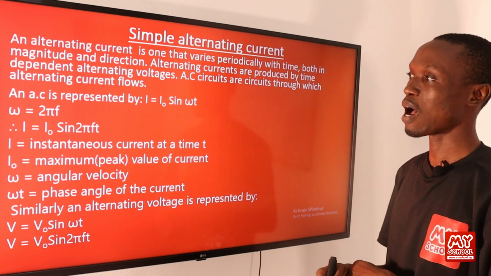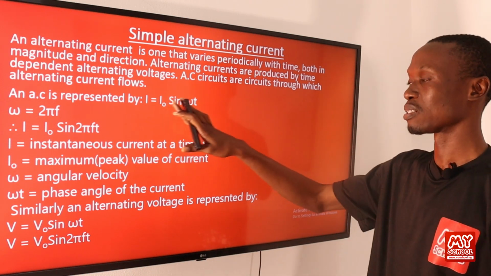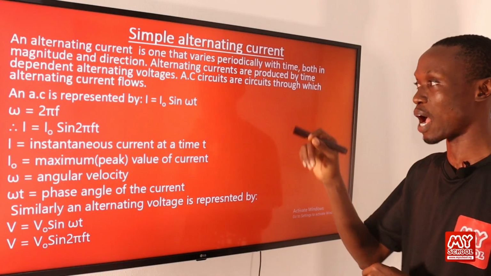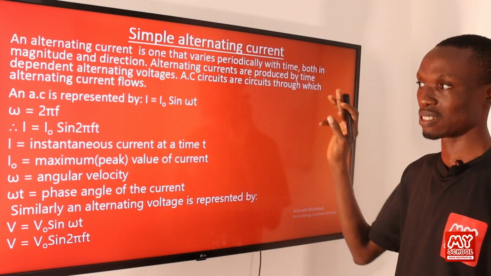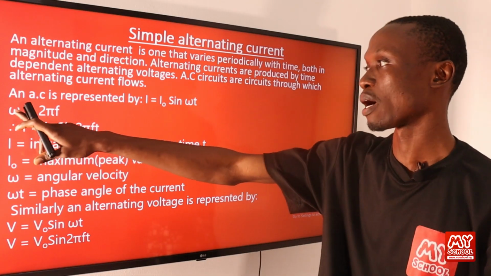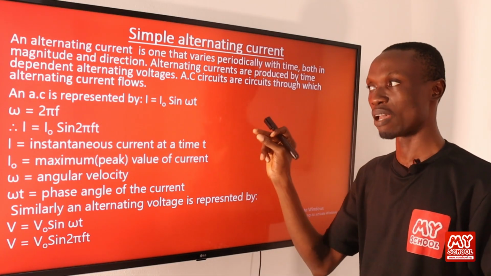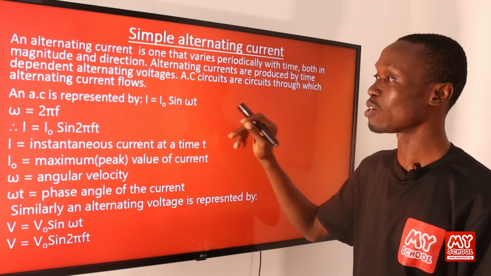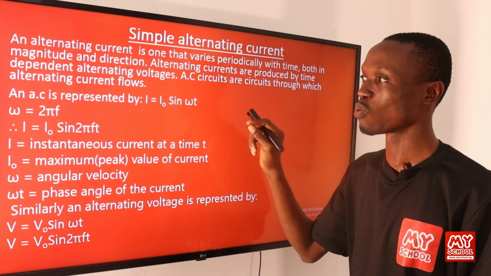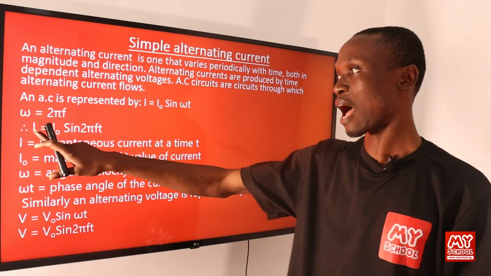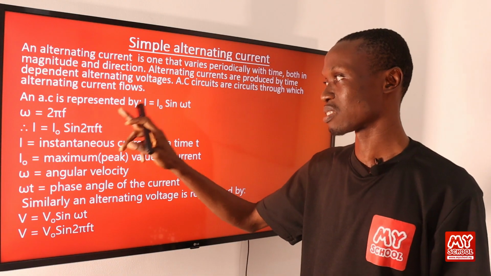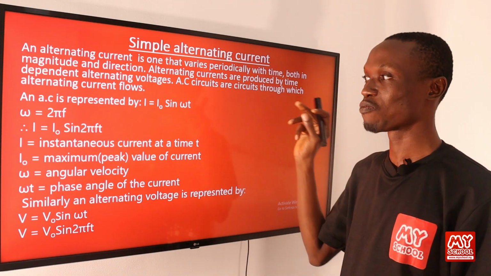An AC current is represented by this expression: I = I naught sine omega t, and omega = 2 pi f. So in this expression, anywhere we see omega, we replace it with 2 pi f, so that I becomes I naught sine 2 pi f t.